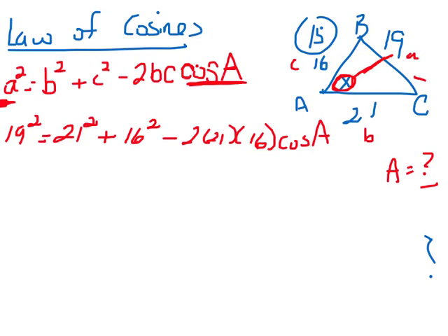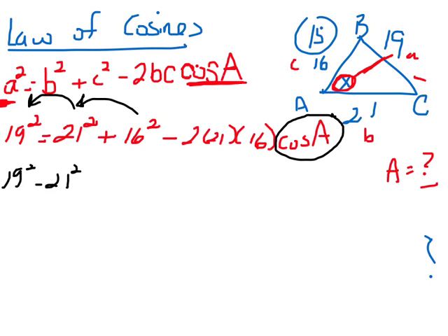Now, this is ugly. Let's do this. Why don't we try to just type it all in our calculator at one time? Let's solve for cosine A. So if I'm solving for cosine A, I'd have the 19 squared on this side. Couldn't I move the 21 squared and the 16 squared over here by subtracting them, right? If I want to move something to the other side, I do the opposite, and 21 squared and 16 squared were positive. So I could just say, well, it's 19 squared minus 21 squared minus 16 squared, and that would be equal to minus 2 times 21 times 16 cosine A.